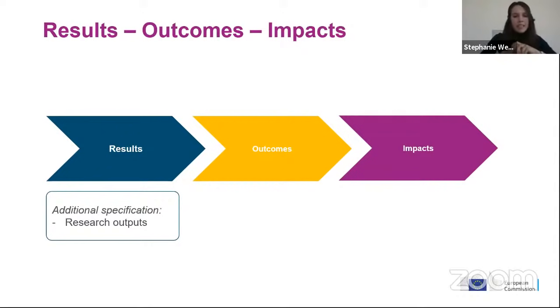Then we have an additional specification named the research outputs. These are results that can be made accessible, for instance, through scientific publications, or engineered outcomes such as processes or protocols. So this is what's understood by results.